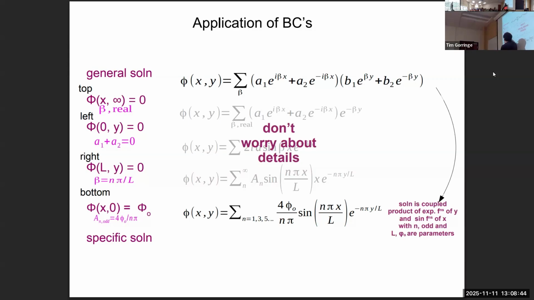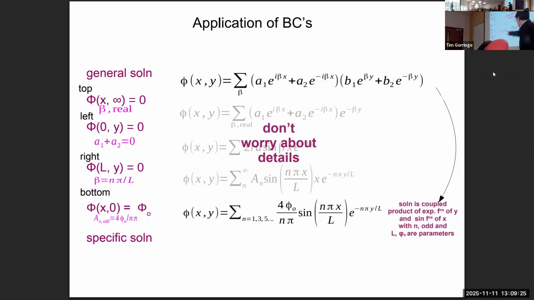The top boundary condition enforces that beta, which could be complex, is just real. The left-hand boundary condition enforces the fact that A1 and A2 must be equal and opposite to one another. The right-hand boundary condition enforces the fact that beta, actually real, can't take any value. It can only take certain discrete values. And then finally, the last condition determines the amplitude of these coefficients based on the bottom plate potential. And you end up with this solution here.